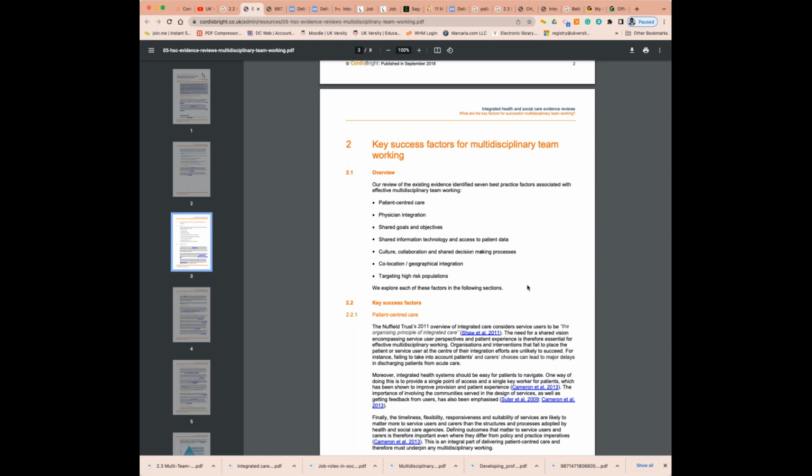And then we need to be looking at the culture of collaboration. We need to be looking at the background in terms of the culture and obviously a shared decision-making process. So some of these factors that I'm talking about are very important in terms of building our understanding of the skills which are required to be able to essentially lead or build a multidisciplinary team.